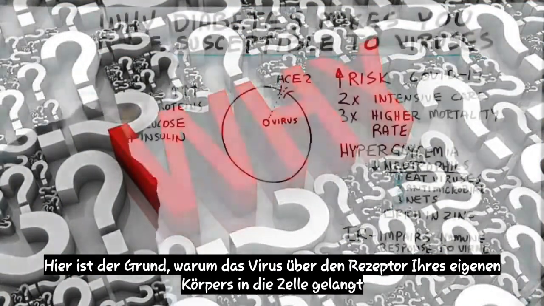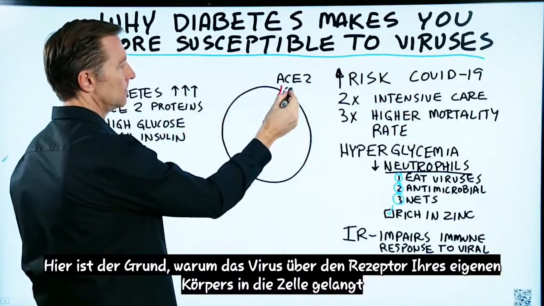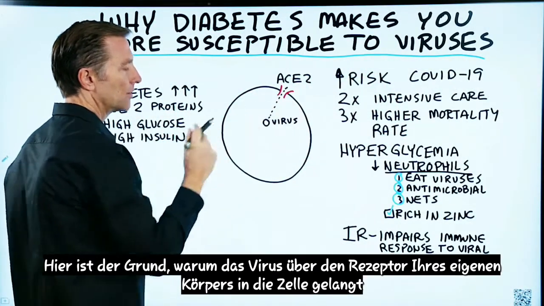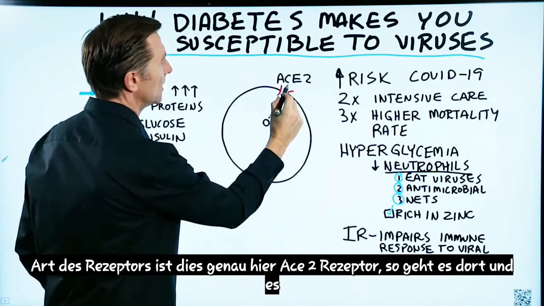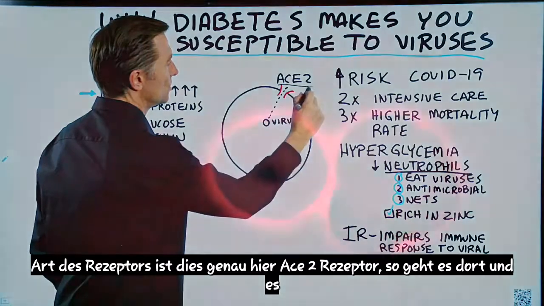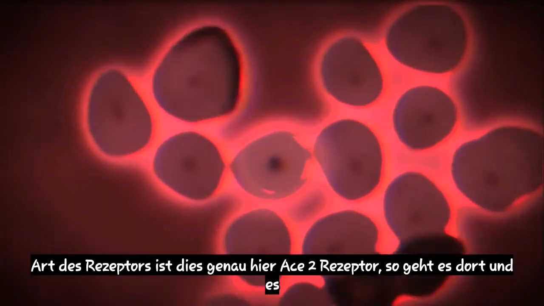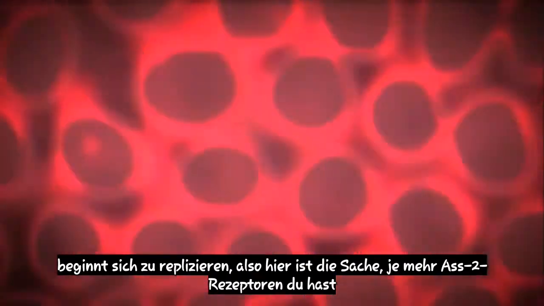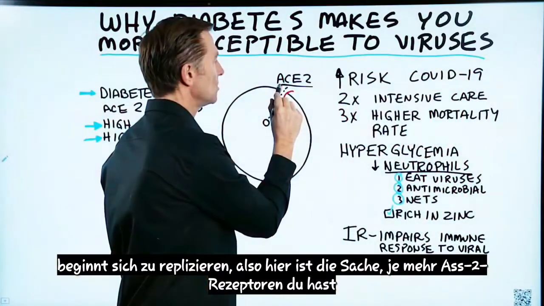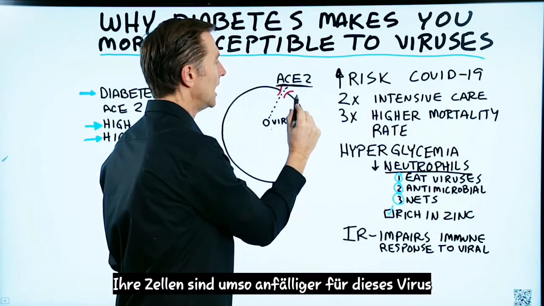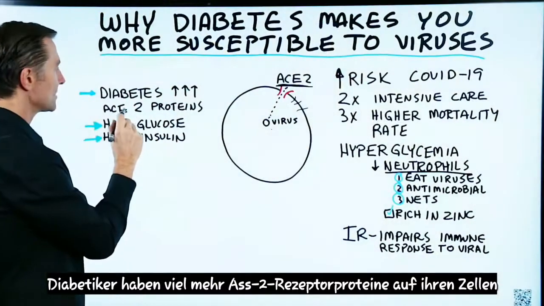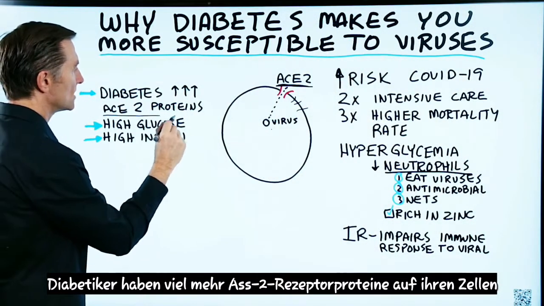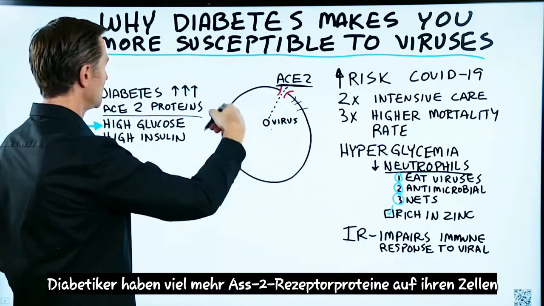Well, here's why. The virus enters the cell through your own body's receptor. And the type of receptor is this right here, ACE2 receptor. So it goes in there and it starts to replicate. So here's the thing. The more ACE2 receptors you have on your cells, the higher the susceptibility to this virus you're going to be. And diabetics have a lot more ACE2 receptor proteins on their cells.